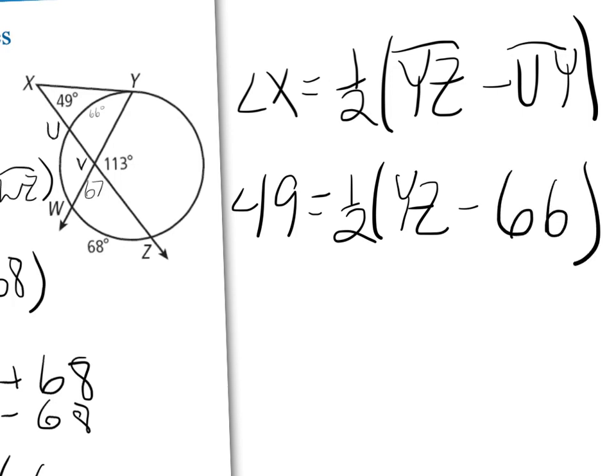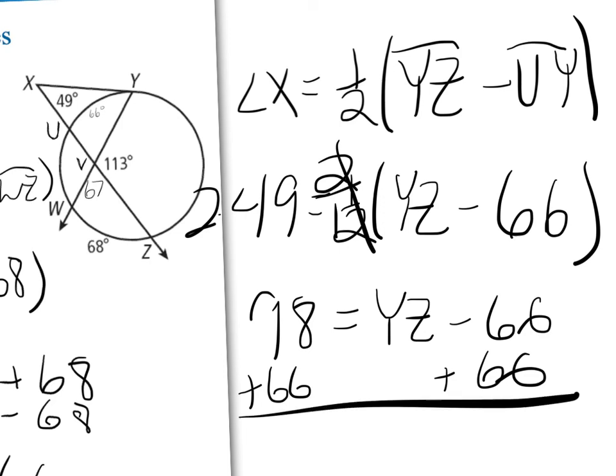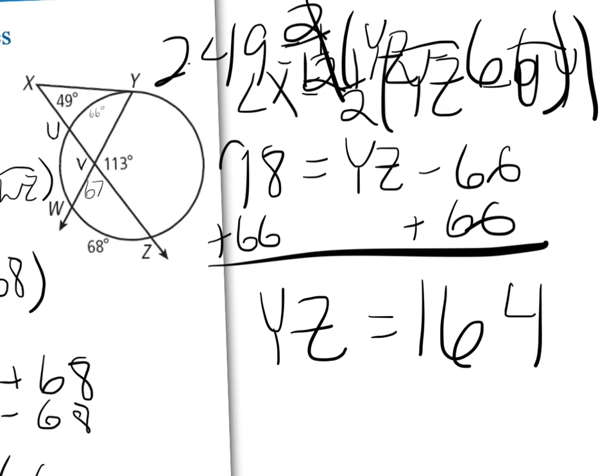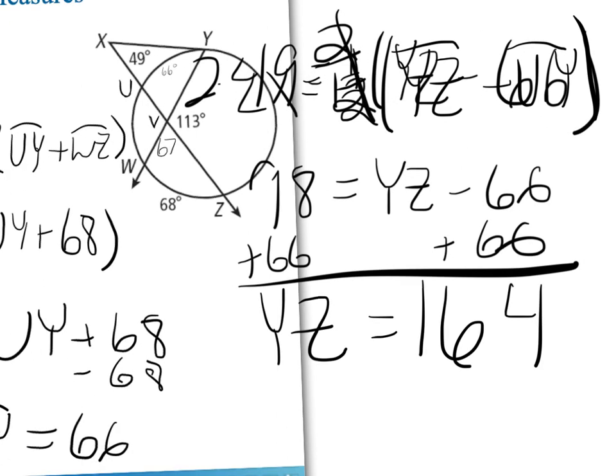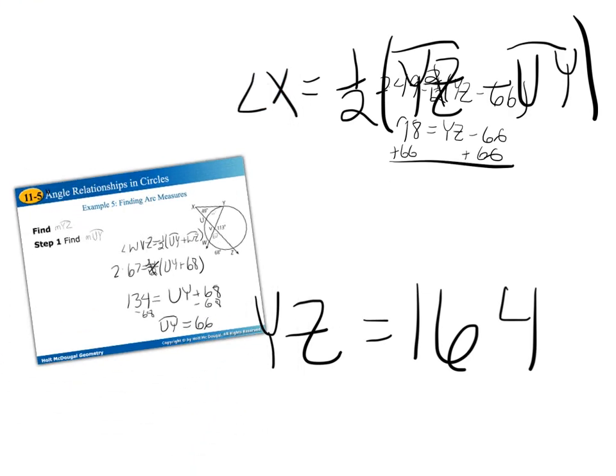So I'm almost there. Multiply everything by 2. This becomes 98. Add the 66 over. And I get YZ equals 164. Ta-da! We did all that fun work in order to find the answer, and they didn't even give me but one piece of information.